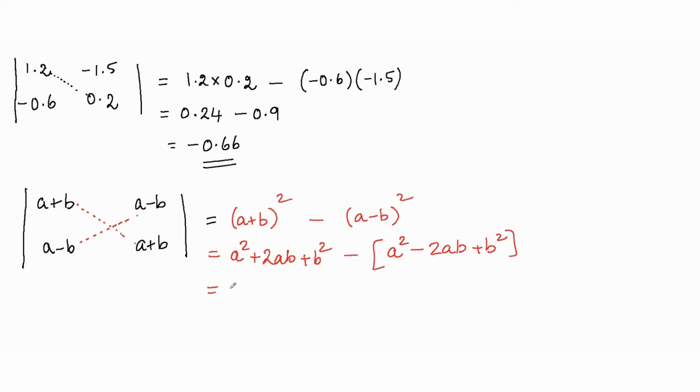Now it's time to open up the bracket. So this becomes a square plus 2ab plus b square minus a square plus 2ab minus b square. Now a square minus a square cancels, b square minus b square cancels, 2ab plus 2ab is 4ab. Okay, so this is how we evaluate determinants. Now let us take a few more examples for evaluating determinants.